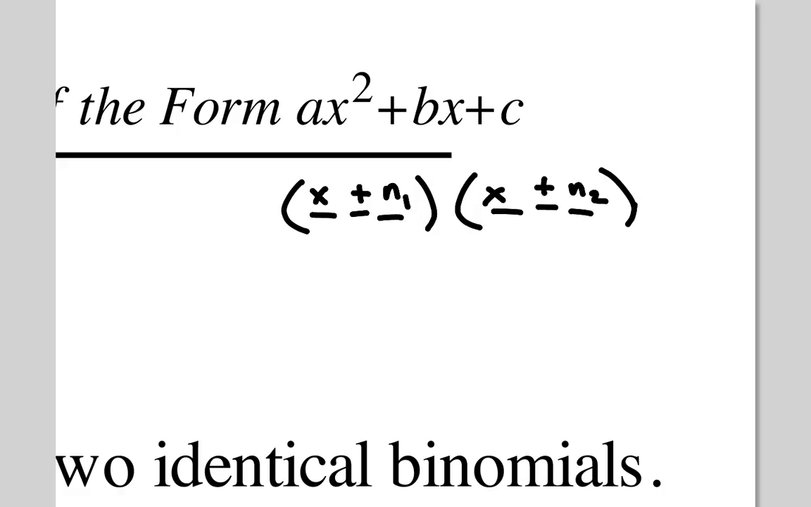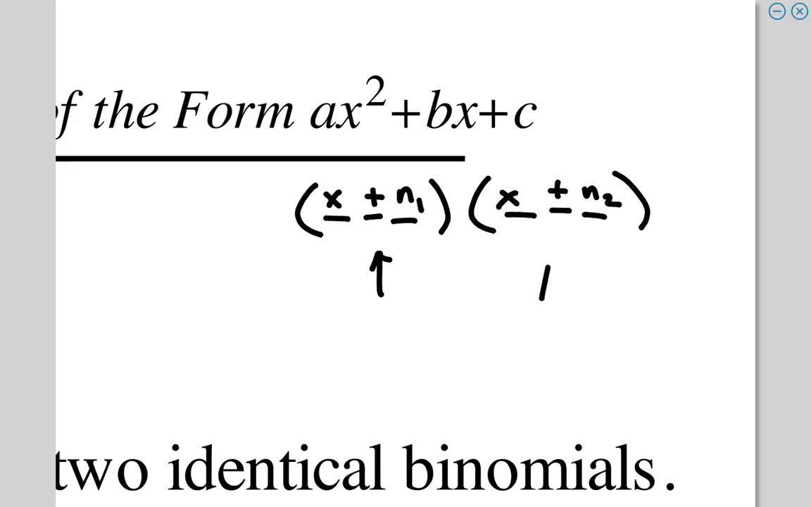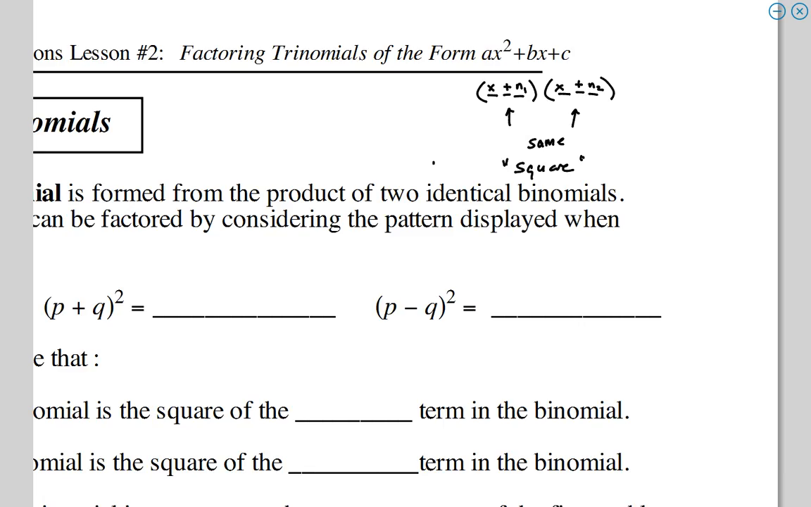So what happens when these two things are the same? Well, they call it a square. Why do they call it a square? Because the length and the width are the same. Okay, so it's a square. So what happens when we have a square is these nice little patterns. Let's take a look at what happens when we square this.